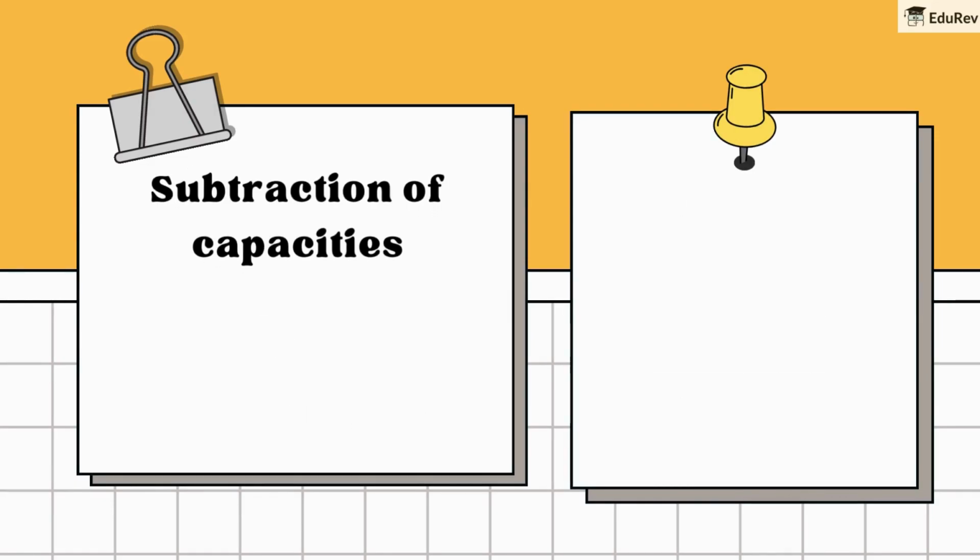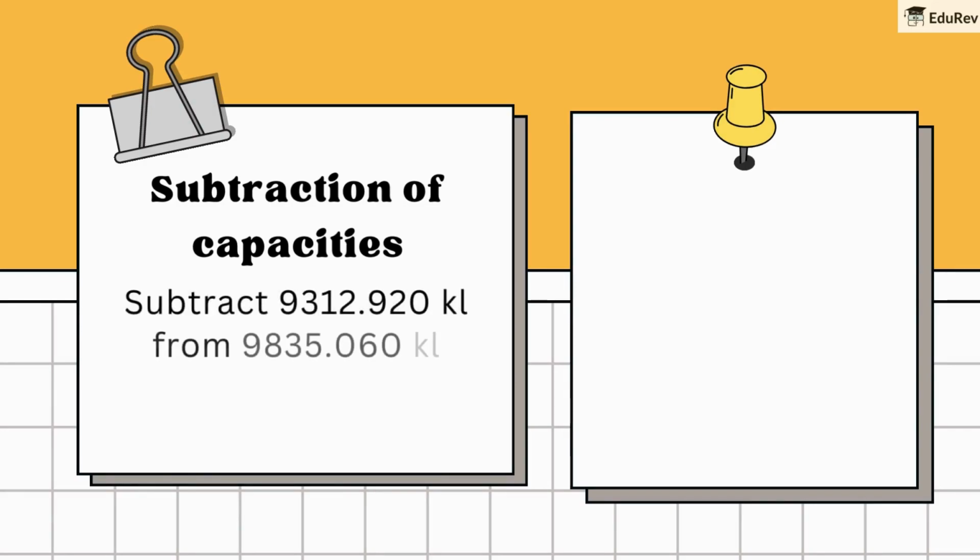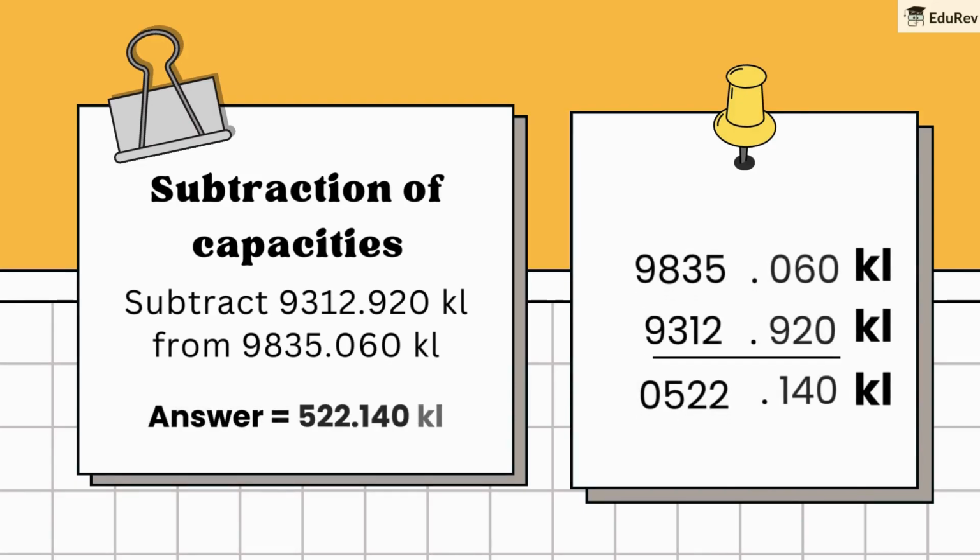Subtraction of capacities. Subtracting capacities helps us find out the difference in volume between containers. If we subtract 9312.920 kiloliters from 9835.060 kiloliters, we are left with 522.140 kiloliters. This can tell us how much more one container can hold compared to another.